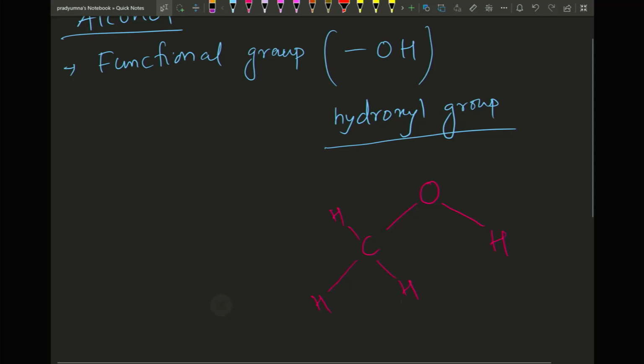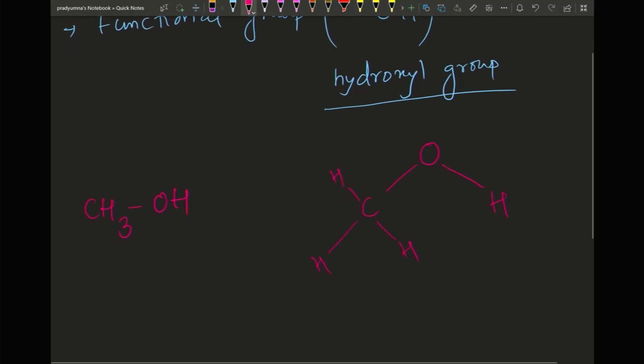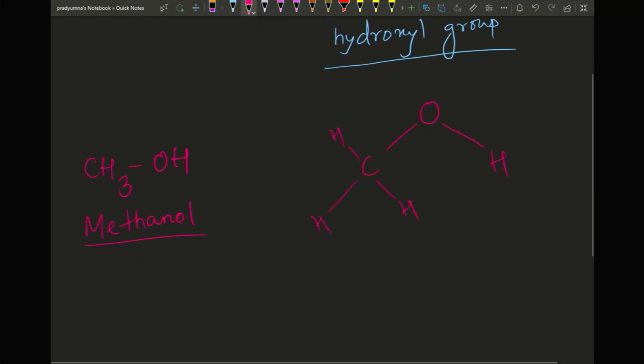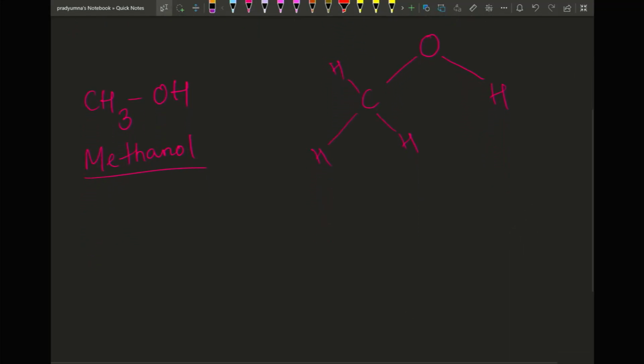In a condensed form, how can we write this? We can write this as CH3OH. That's called methanol. This methanol is obviously very toxic. It's poisonous to our body.